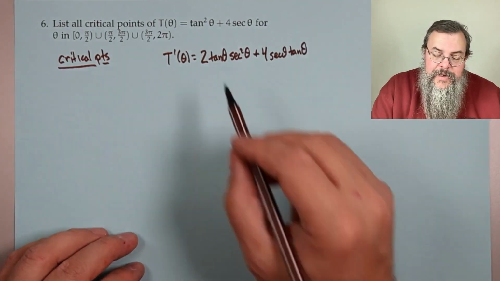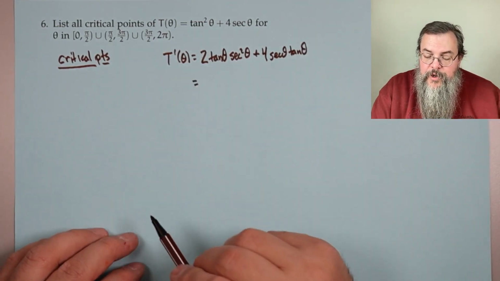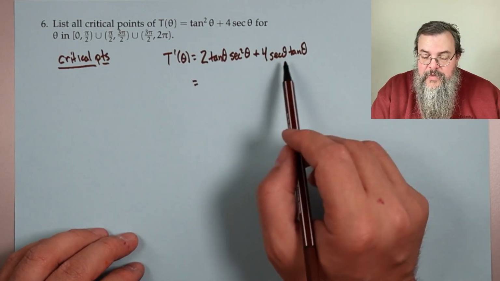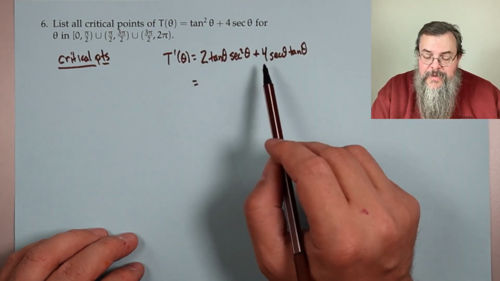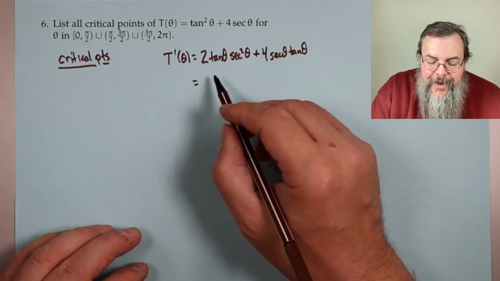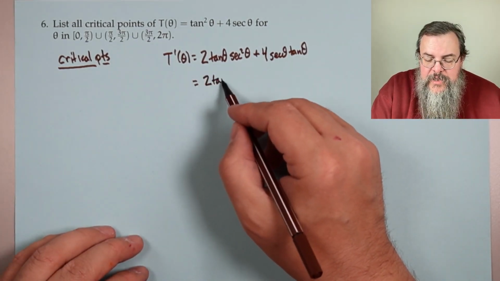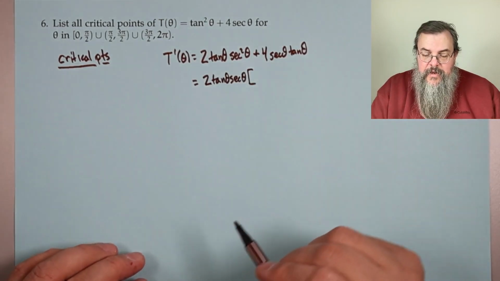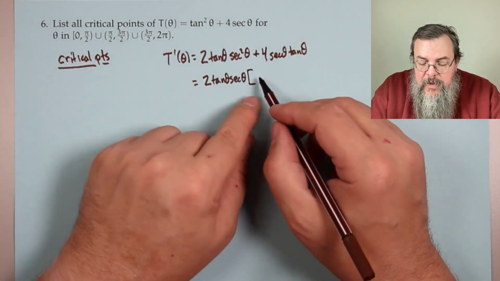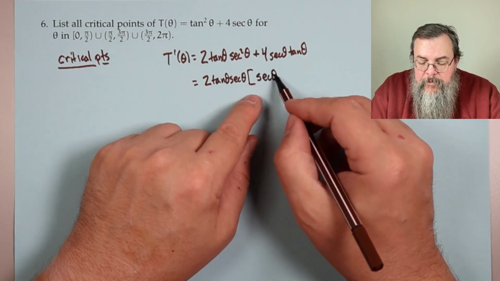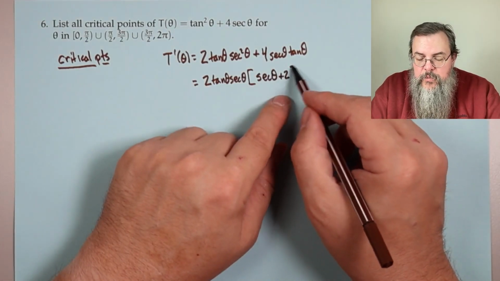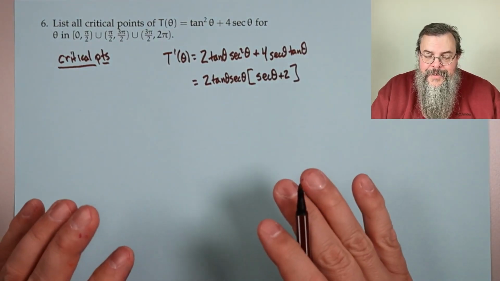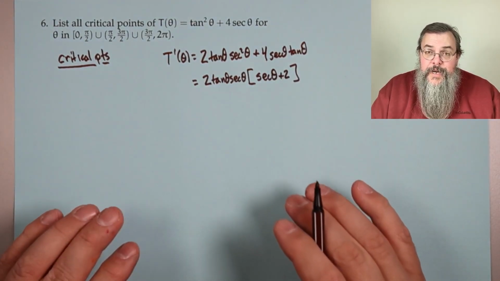Good. And these have some terms in common. They both have a tangent, they both have a secant, and they both have a factor of 2. Let's pull all that in front. So we've got 2 tangent theta secant theta times, let's be careful here, we have a secant theta and a plus 2. Okay, good. Now, what do we care about?